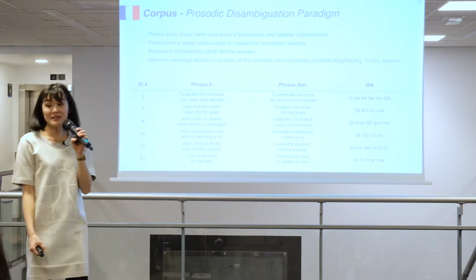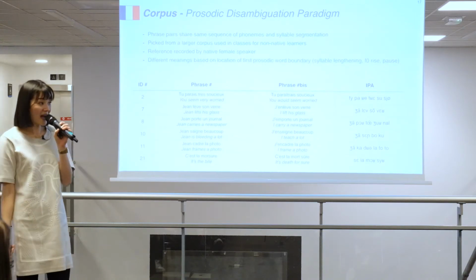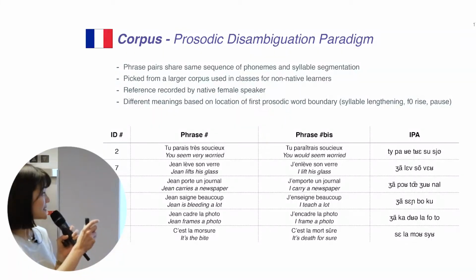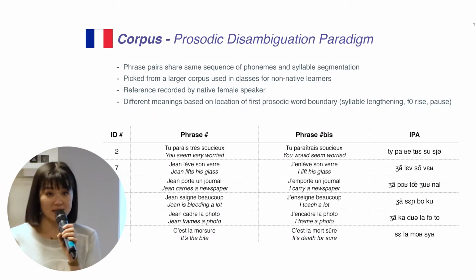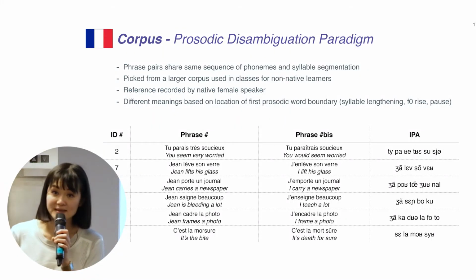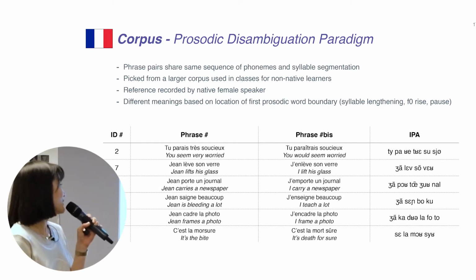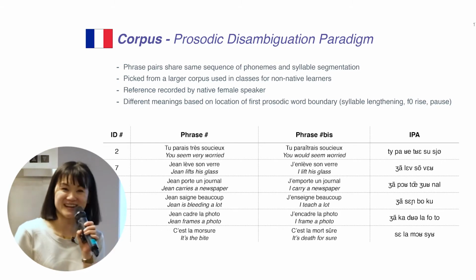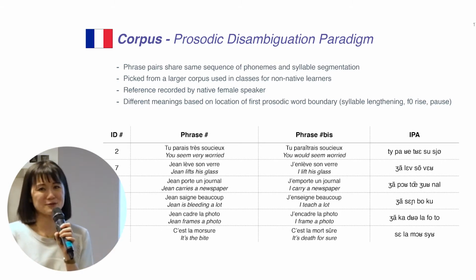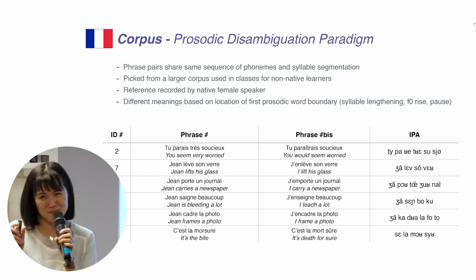So just to tell you a bit about the experiments that I'm working on right now, we're using what's called a prosodic disambiguation paradigm, where we're picking a corpus of phrases to use in the experiment where they share the same sequence of syllables, but based on the melody of how you pronounce them, they mean different things. So for instance, like Jean lève son verre or Jean lève son verre. So it's oftentimes quite difficult for non-native speakers to make these subtle distinctions.